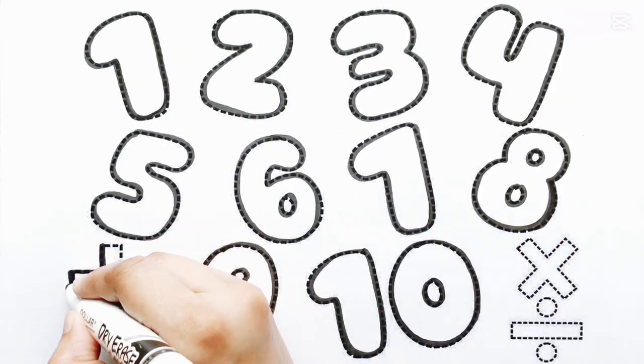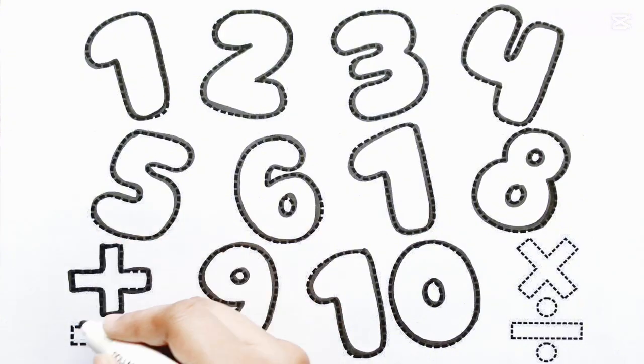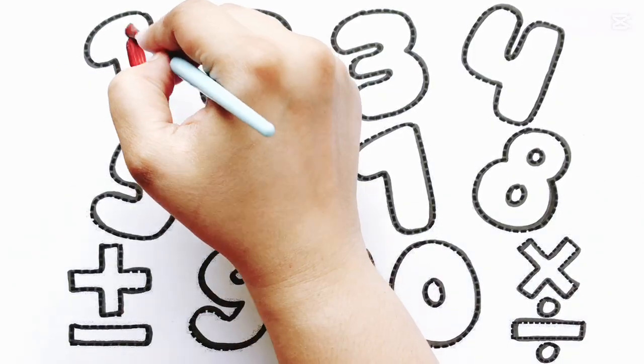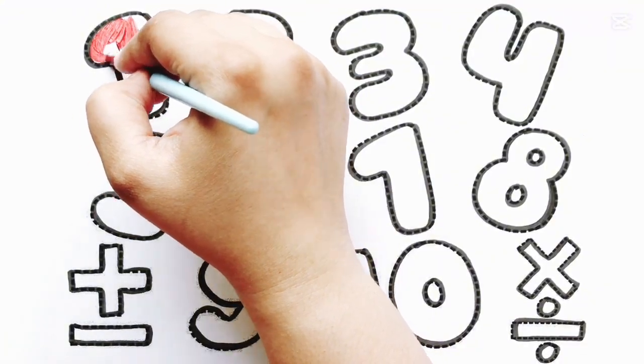Make number plus, minus, multiply and divide. Let's paint. Brown color number 1.